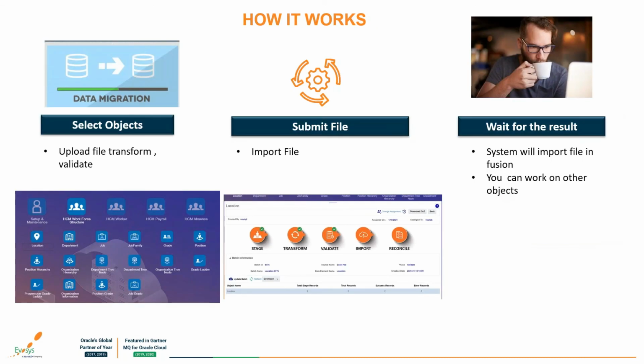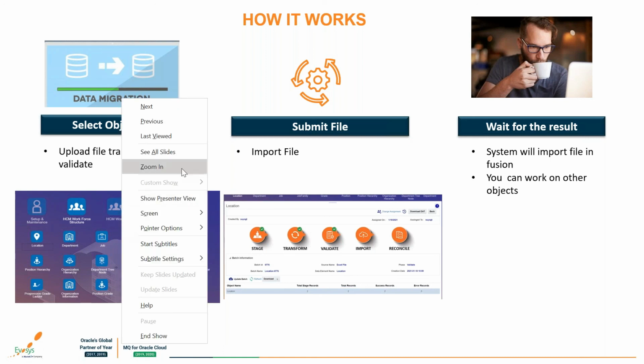Let us now understand how this Glide tool will work. So this Glide tool will work in 3 stages. The first stage is select object stage. The second stage is submit file, and the third stage is wait for the result stage. Let us understand these stages in brief. So basically, first you have to select the object from the Glide tool that you want to select and do a file transfer and validate that.